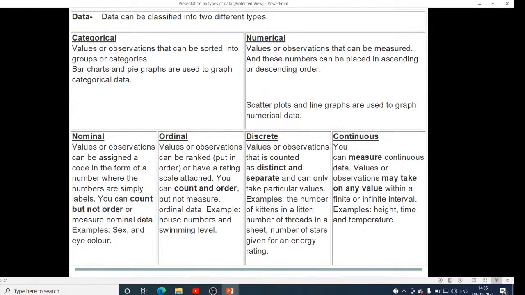You can count but not order or measure nominal data. Examples are sex and eye color. Sex means male or female. We can count how many male persons there are and how many female persons there are. We can assign labels, M for male, F for female, and we can count the total males and females, but we cannot arrange them in order.